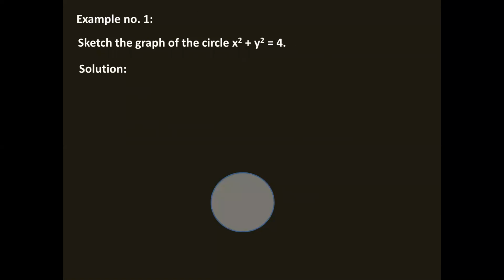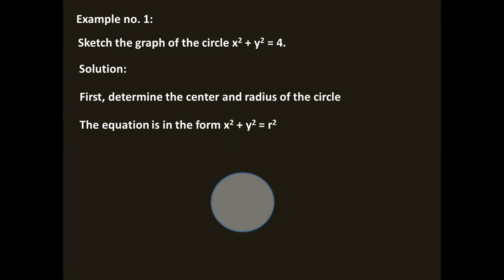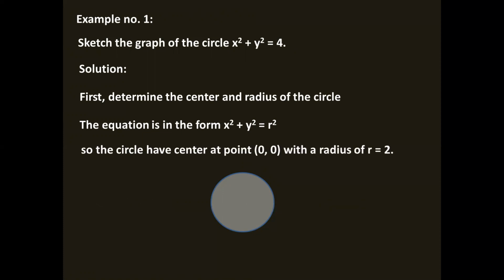For our solution process, first determine the center and radius of the circle. The equation is in the form of x squared plus y squared is equal to r squared. Ang ibig sabihin niya ng center ng ating circle, automatically, parehong 0 ang mga coordinates nito. So the circle has center at the point (0, 0) with the radius of r is equal to 2.